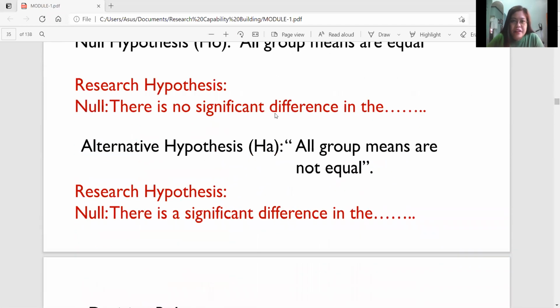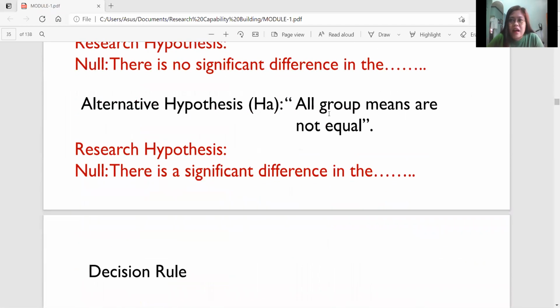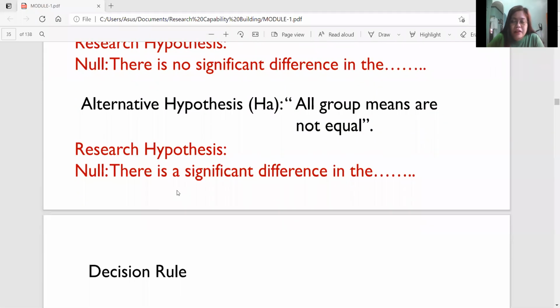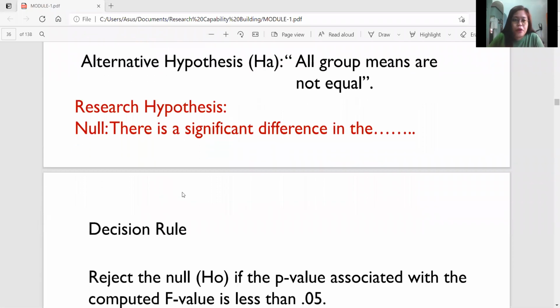Now for the alternative hypothesis, the meaning is that all groups are not equal. Thus when we state our research hypothesis, this is not actually the null, it's the alternative hypothesis, there is a significant difference. So when we state the alternative hypothesis, we assume that there is a difference between the means of those groups, 3 or more groups.